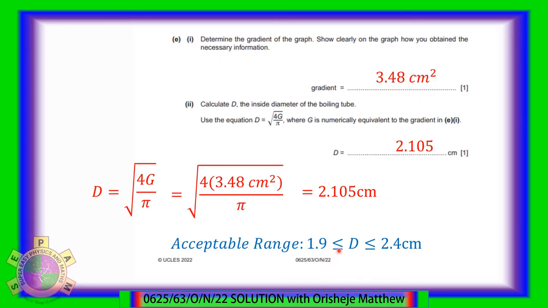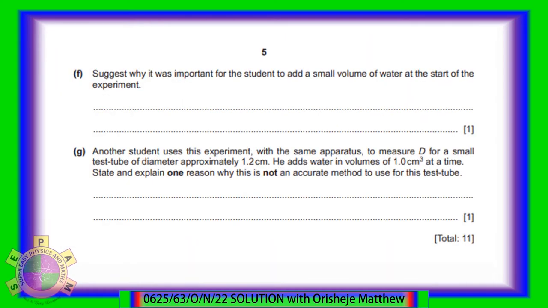So the acceptable range according to the marking scheme is this range here. So our answer is correct. Suggest why it was important for the student to add a small volume of water at the base of the tube at the start of the experiment. I think the reason is that the inside diameter near the base is not uniform. Okay.